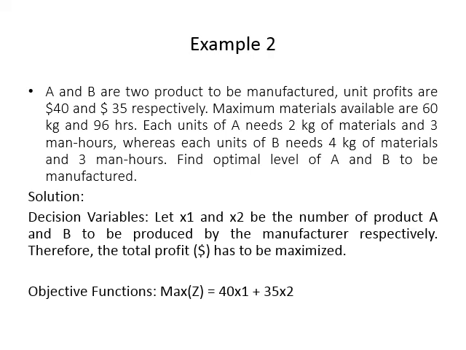So, as mentioned, $40 is the profit of 1 unit of x1 and $35 is the profit of 1 unit of x2. The first step is to formulate the objective function according to the information and data given in the example. Let's see how we can formulate the constraints. Check the next slide.